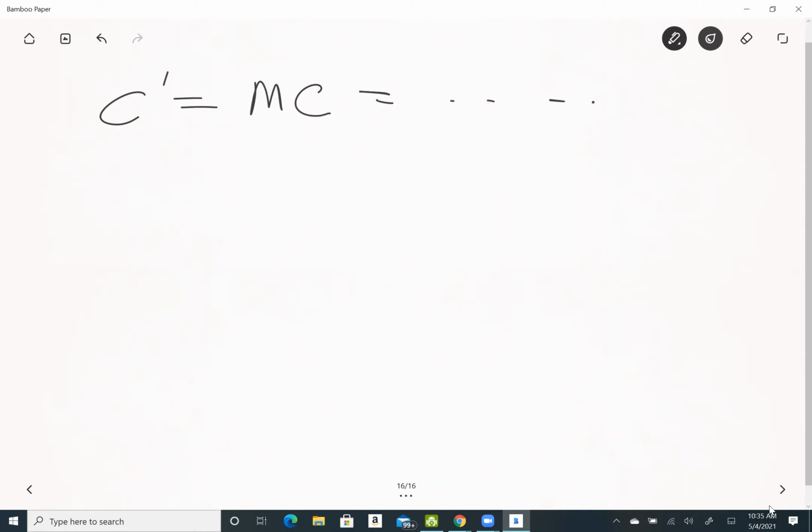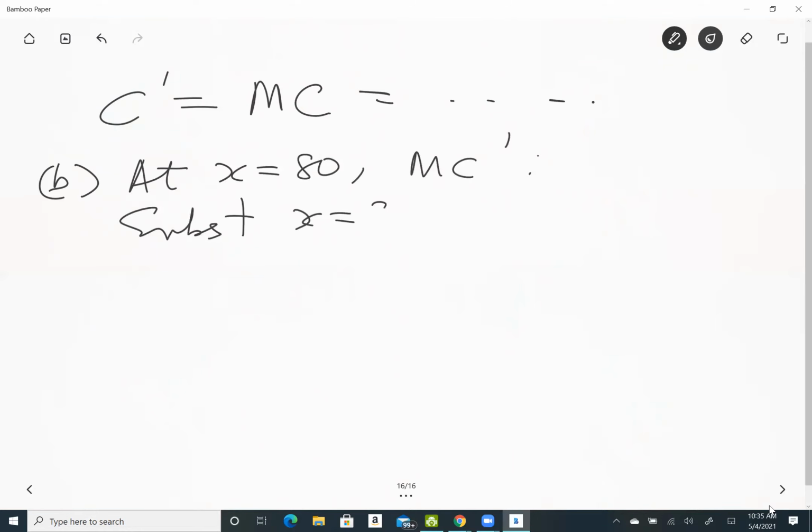And then at part B, you want to find the marginal cost at x equal to 80. So what do we do? We substitute x equal to 80 into the marginal cost. When you do that substitution, the marginal cost will be equal to what? You look at the book. You put in 80, so what do we get? C prime is equal to, work it out, you get 3.2.